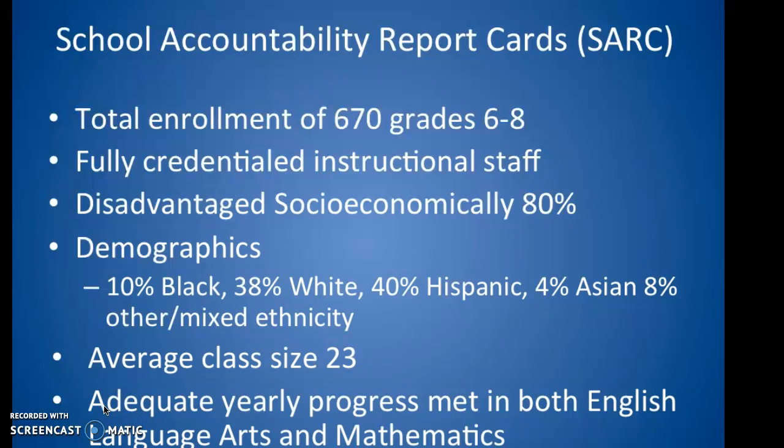80% of their students are socioeconomically disadvantaged, so lower, middle class, or even low class. Demographics: about 40% white, 40% Hispanic, 10% black, and a really small percentage of Asian students. Average class size is about 23, and they met the adequate yearly progress in both English language arts and mathematics.